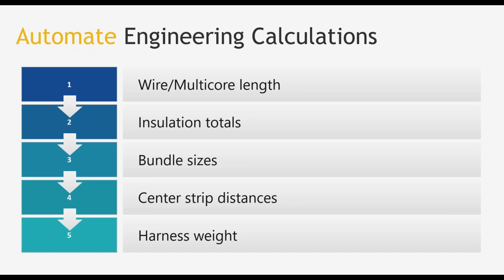The system uses rules and constraints defined by the user to automatically place splices. If you're placing center strip splices, the center strip distances can also be calculated. Harness weight is very important, especially when the harness is going into any sort of a vehicle. The tool takes the weight for each component to get a total harness weight. Once these values are calculated, you can generate reports for manufacturing to use. Anytime there is a change to the design, the harness is reprocessed and updated values will be recalculated.